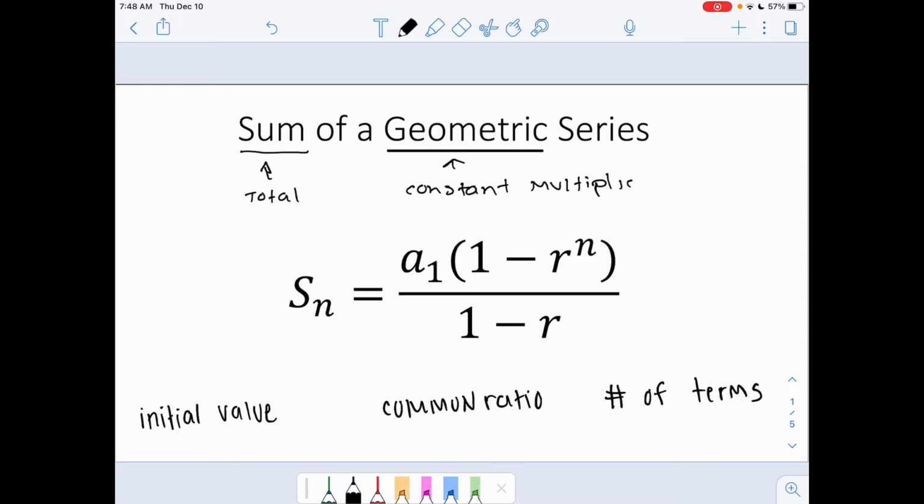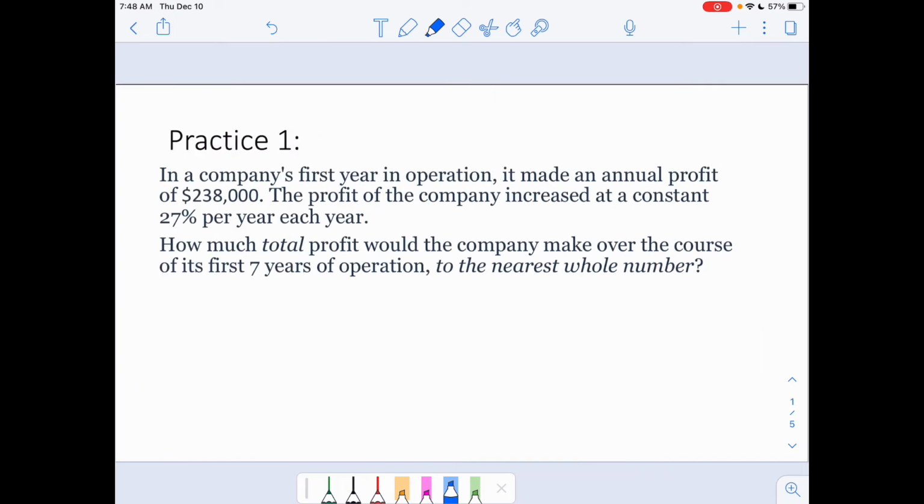Let's take a look at the key pieces of our geometric sum formula. It's composed of an initial value, a sub 1. It's composed of a common ratio, represented by r, and n represents our number of terms. Let's go ahead and try a practice problem.